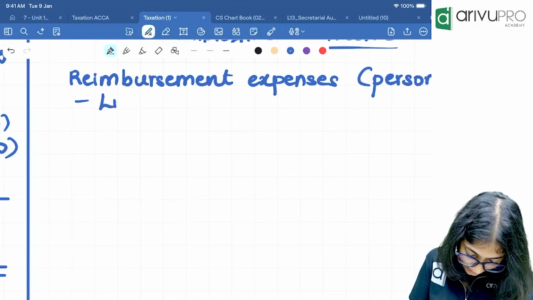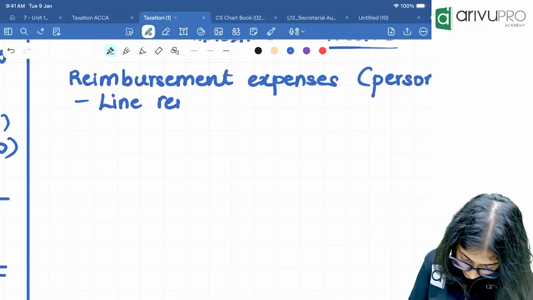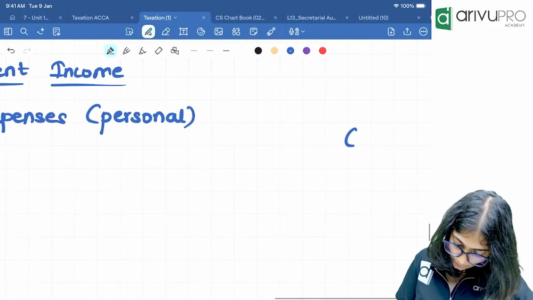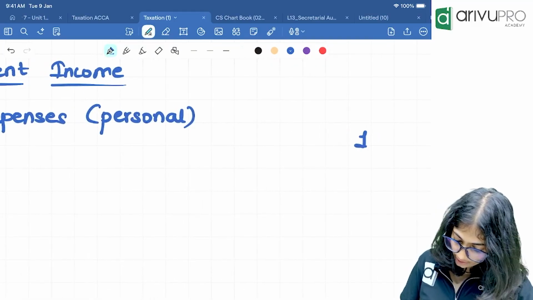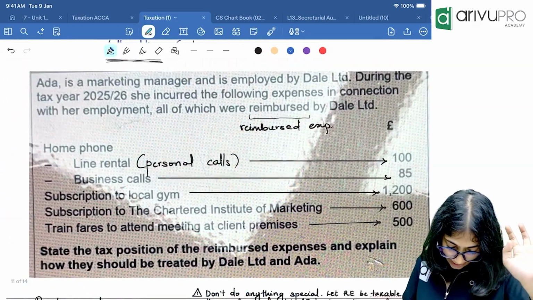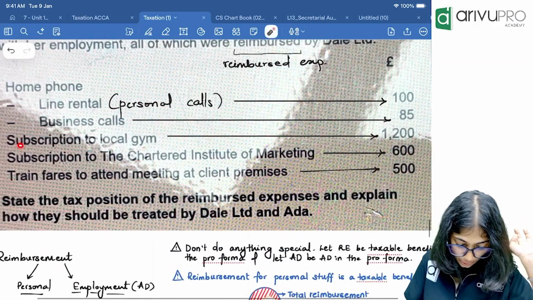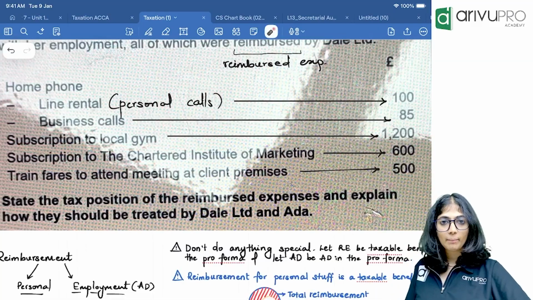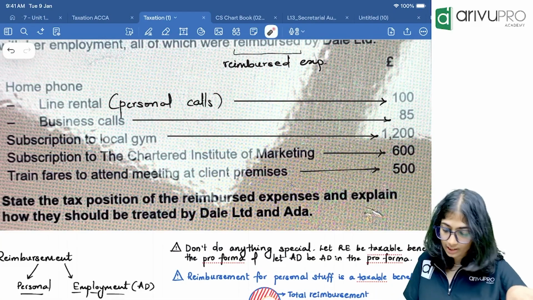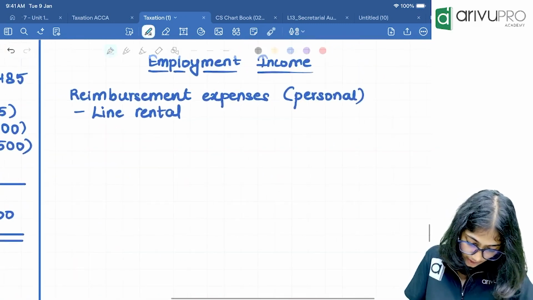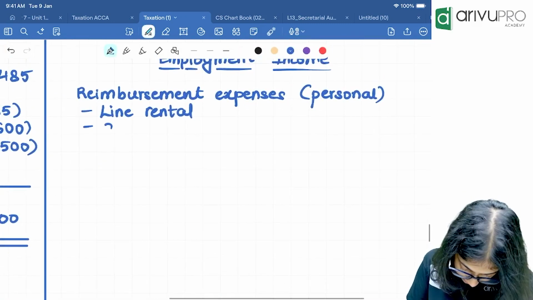So, line rental. As for personal use, 100 pounds is going to be here. Not deducted, 100 pounds only. Any other personal stuff? Subscription to local gym, that's for personal reimbursement that you got, is not relevant to your employment. It is not an allowable deduction, this is personal amount. So, what are you going to do? Subscription to local gym.